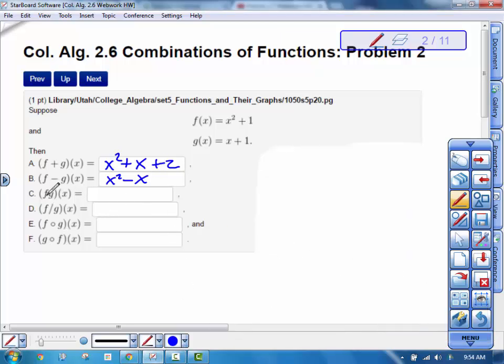The next one then, I'm going to multiply the two functions together is what that says. So it's going to be x squared plus 1 times x plus 1, which you can enter that in right here, or you can FOIL it. If you FOIL it, you get x cubed plus x squared plus x plus 1. So that could go in right here.